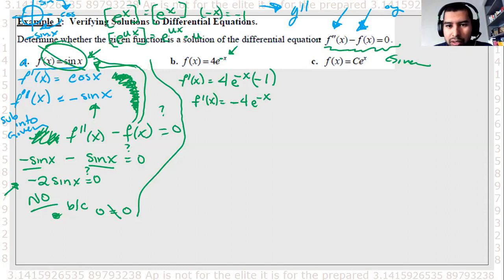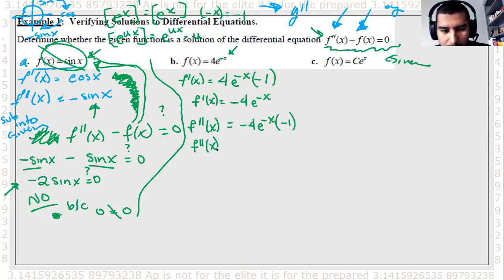Okay, they want the second derivative, so I'm going to go ahead and give them the second derivative. It's going to be the same thing, copy paste, negative 4e to the negative x, times the derivative of the exponent, which is a negative 1. So I'm going to make that a little nicer. It's going to be negative 4 times negative 1, that is going to be a positive 4e to the negative x. Okay, so far, so good.